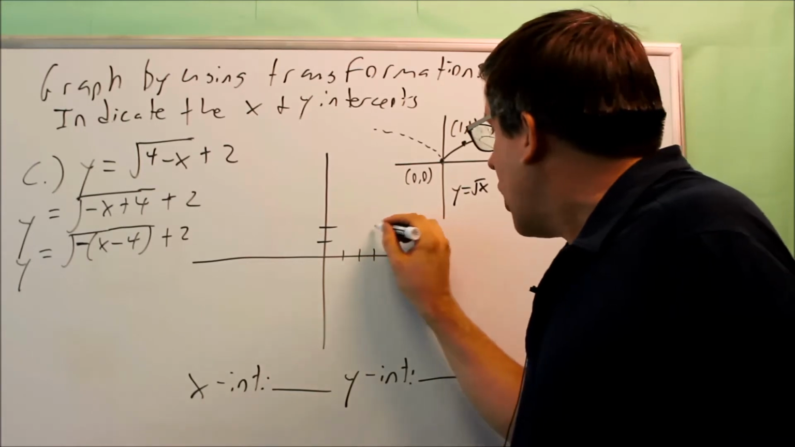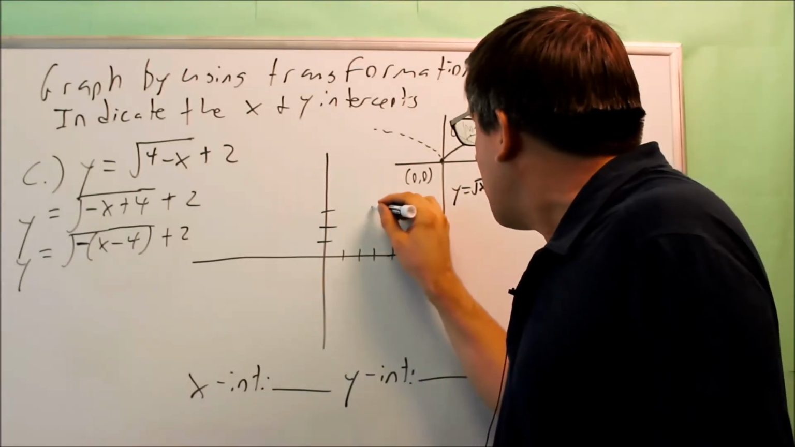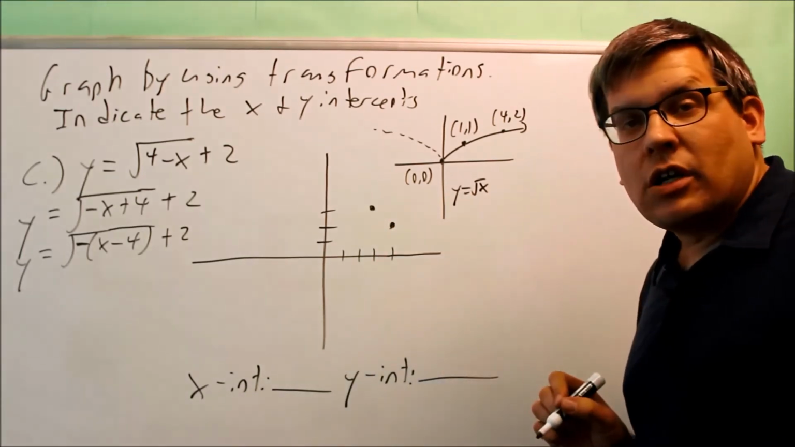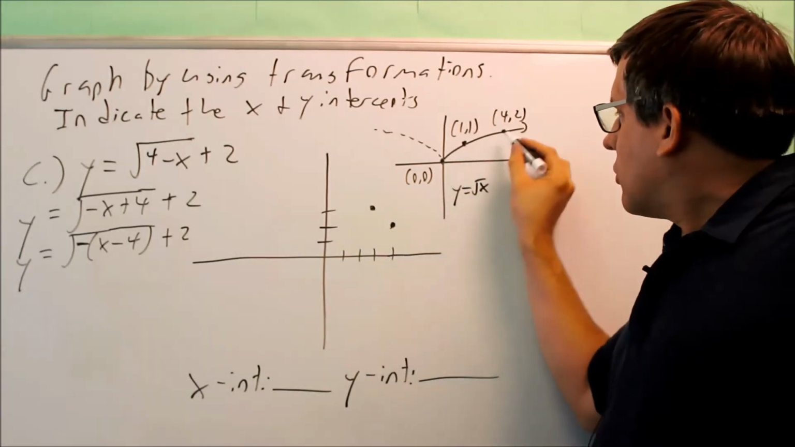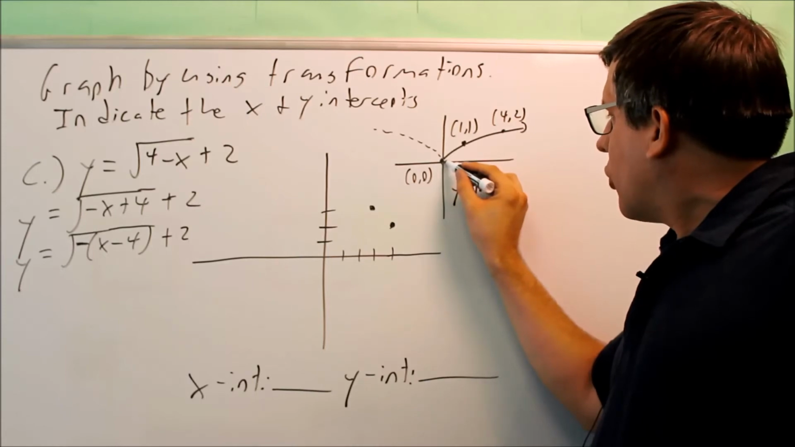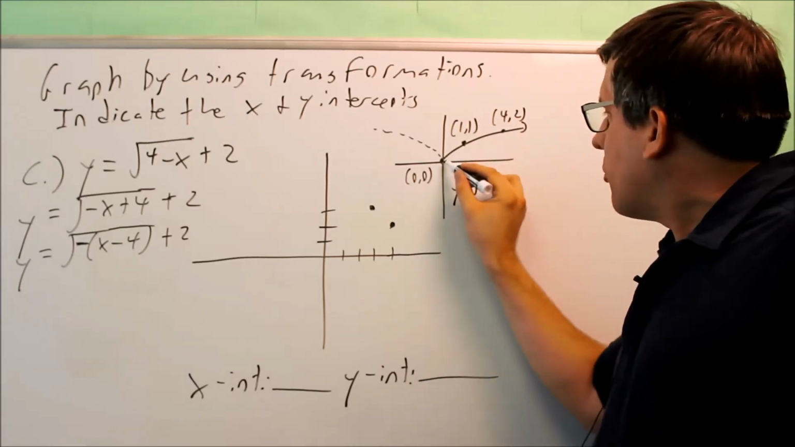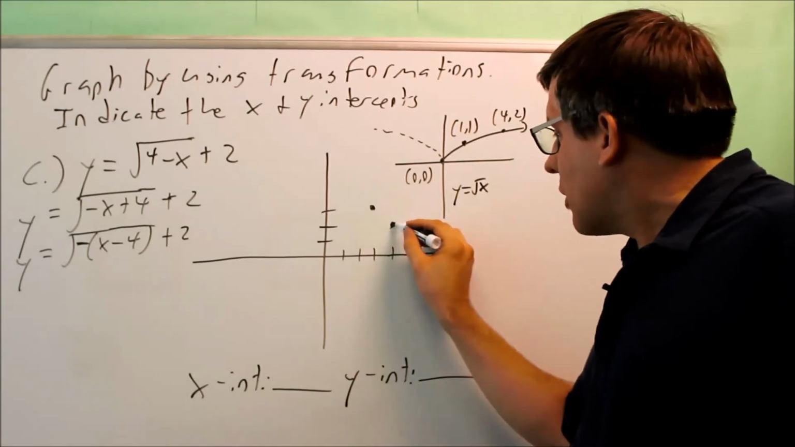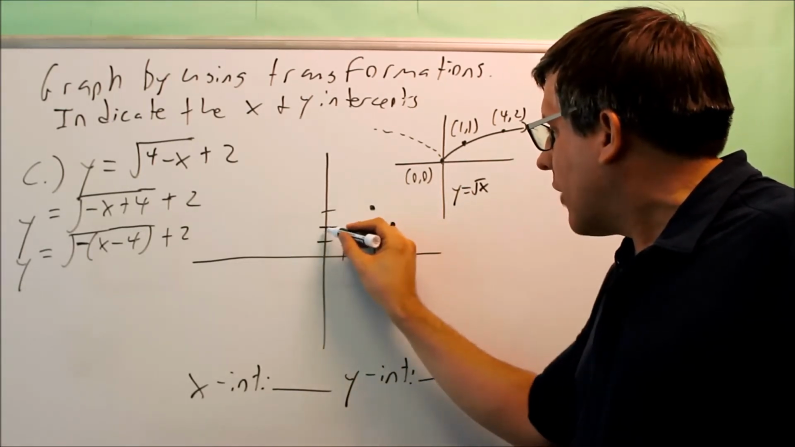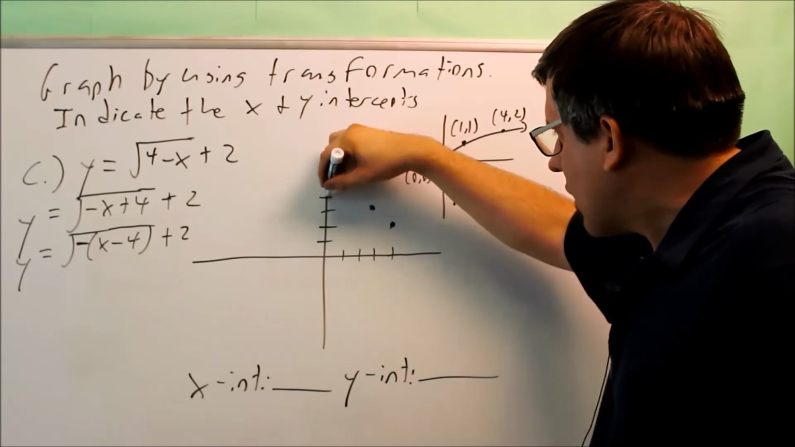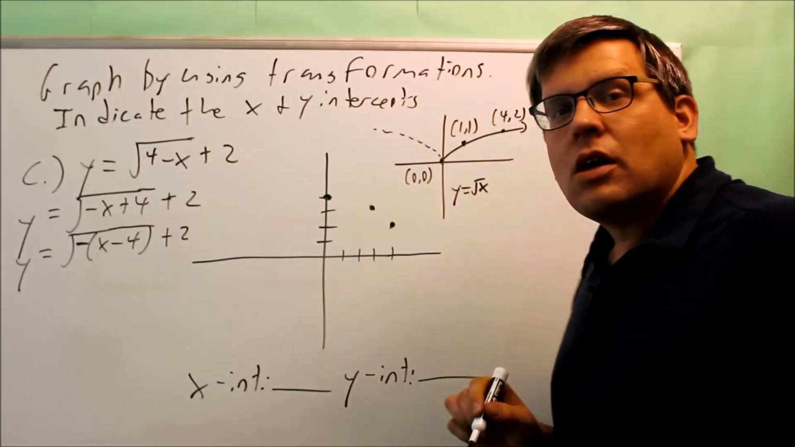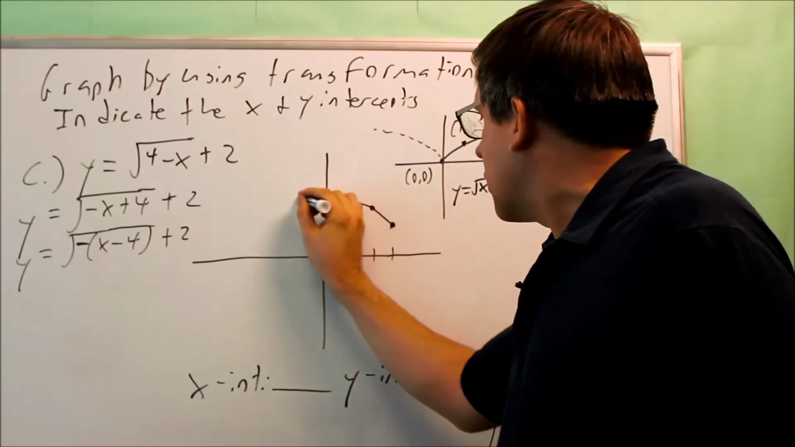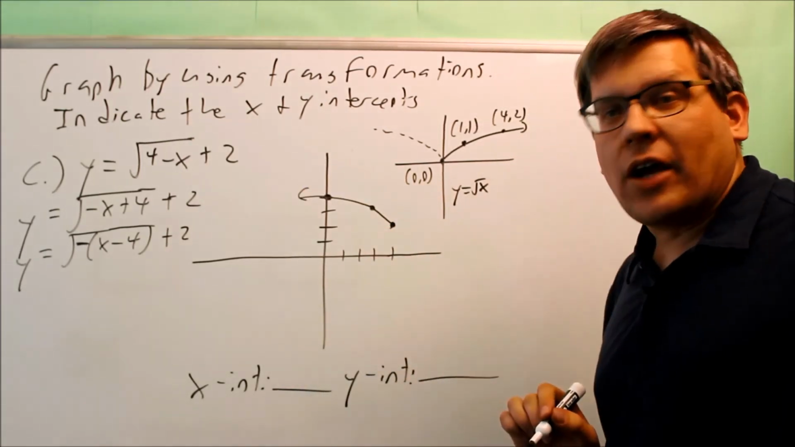I'm going to go 1 to the left and up 1, which means I get a point right there at 3, 3. If I want to get to this one, instead of going 4 places to the right and up 2, I'm going to go 4 places to the left and up 2. So from this starting point right here, I'm going to go 4 to the left and up 2 units, which means that it's going to cross right here on the y-axis. So the graph itself is going to look like this. It opens up to the left.